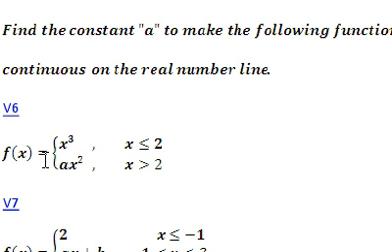This is f of x. It's a piecewise function, x cubed, where x is less than or equal to 2, and a times x squared, where x is greater than 2. And we're going to find a so that we can make this continuous. Okay, so that's the idea. We want to find a so we can make this continuous at x equals 2.